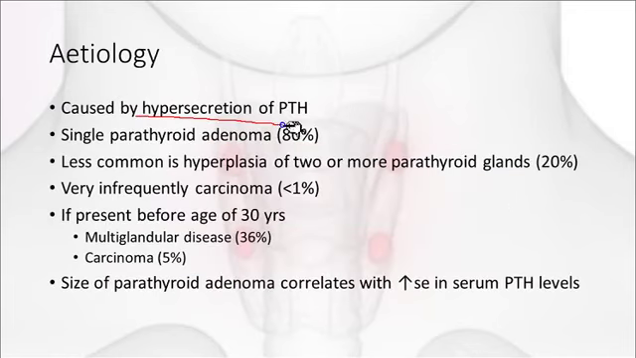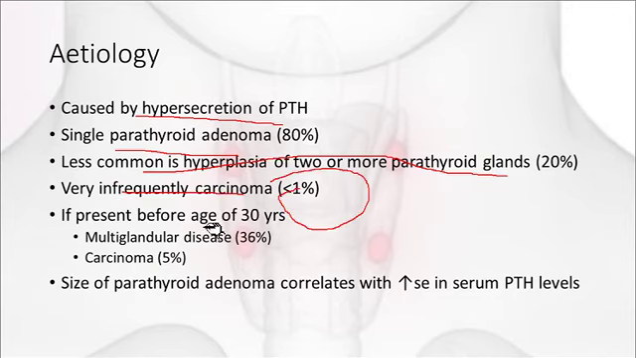Hyperparathyroidism is caused by a hypersecretion of parathyroid hormone. It can be caused by a single parathyroid adenoma in approximately 80% of cases. It's less common in hyperplasia of two or more of the parathyroid glands, and that accounts for 20% of hyperparathyroidism. Carcinoma is infrequent, accounting for less than 1% of all cases. In patients younger than the age of 30, it's usually a multiglandular disease in 36% of cases, or in 5% of cases it's as a result of a carcinoma.